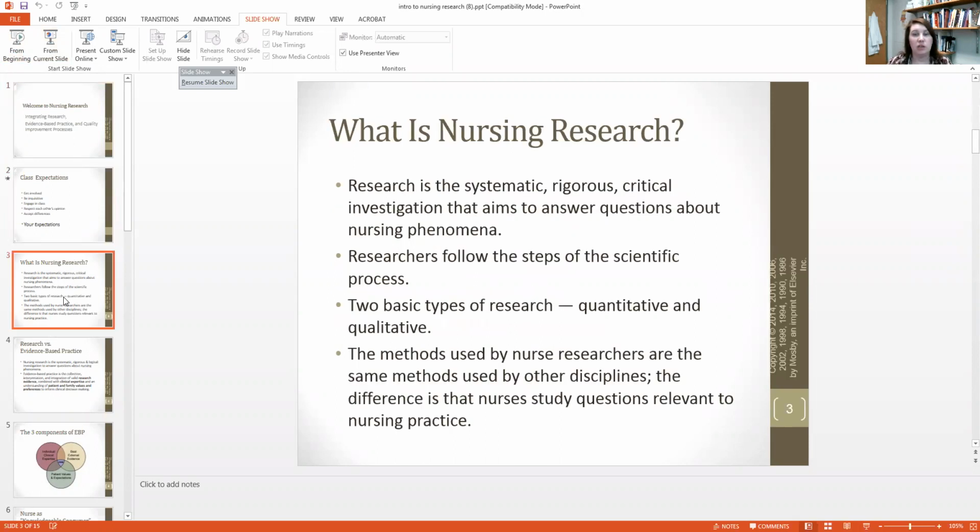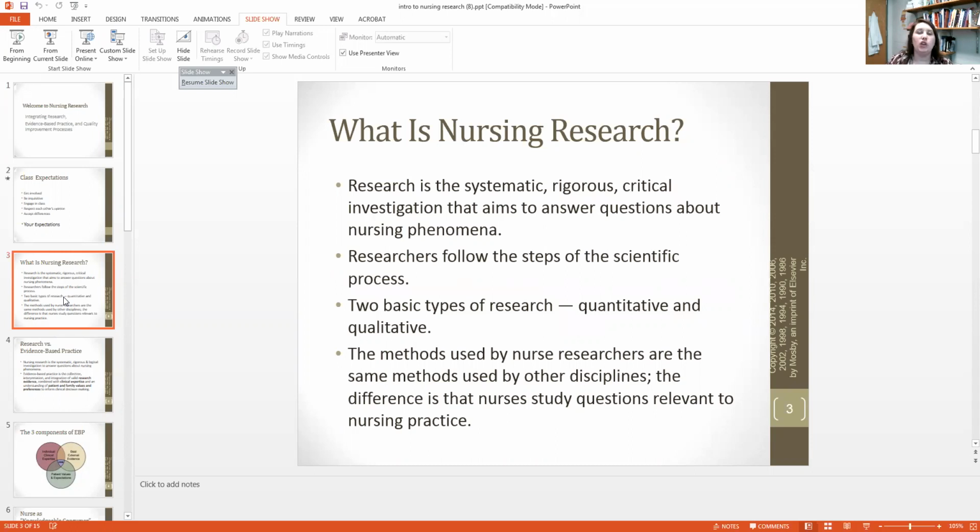All right, so what is nursing research? Nursing research is the systematic and rigorous kind of critical investigation that is looking to answer questions that we see occurring in our nursing practice. Researchers follow very specific steps in answering these questions, and there's two types of research that we're really going to focus on in this class.